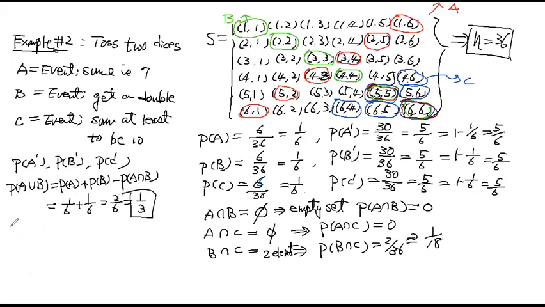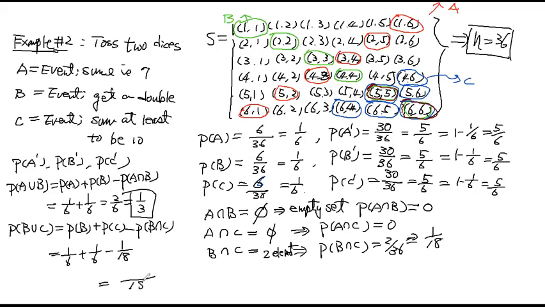The same way, let's take a look at the probability of B union C, right? So the probability of B union C will be probability B plus probability C minus probability B intersect C. So B is 1/6 and C is 1/6. What is the intersection? 1 over 18. Okay, so let's find a common denominator. So this is 3 plus 3 minus 1. So the probability of B union C is 5 out of 18 here.